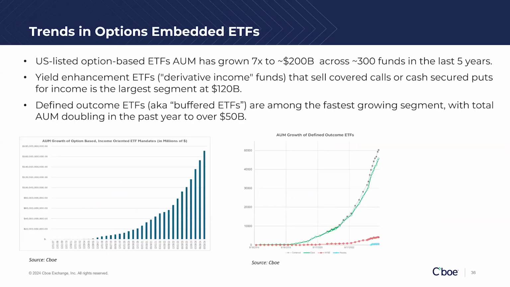And you can see here that this has led to a huge explosion in option-based ETF AUM. Over the last 5 years, option-based ETF AUM has grown seven times, from a little bit less than 50 billion to 200 billion today across 300 different funds.